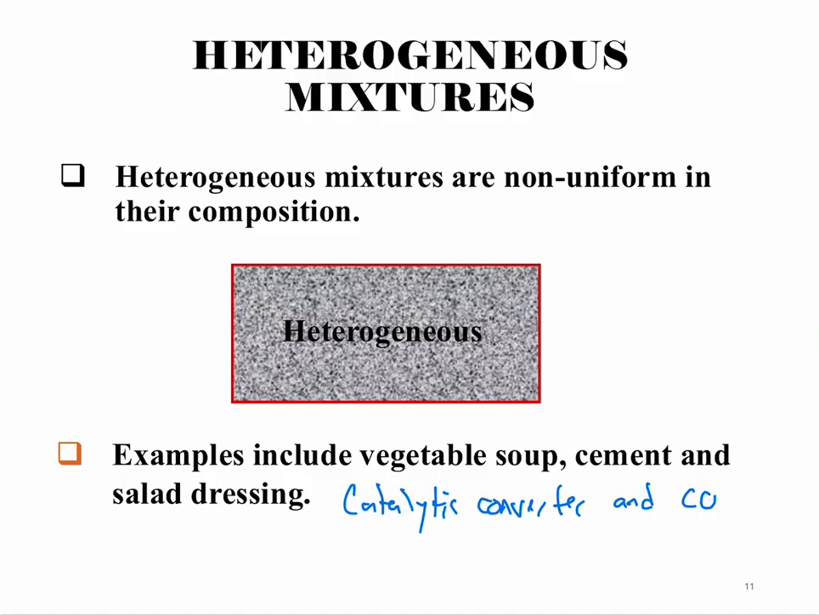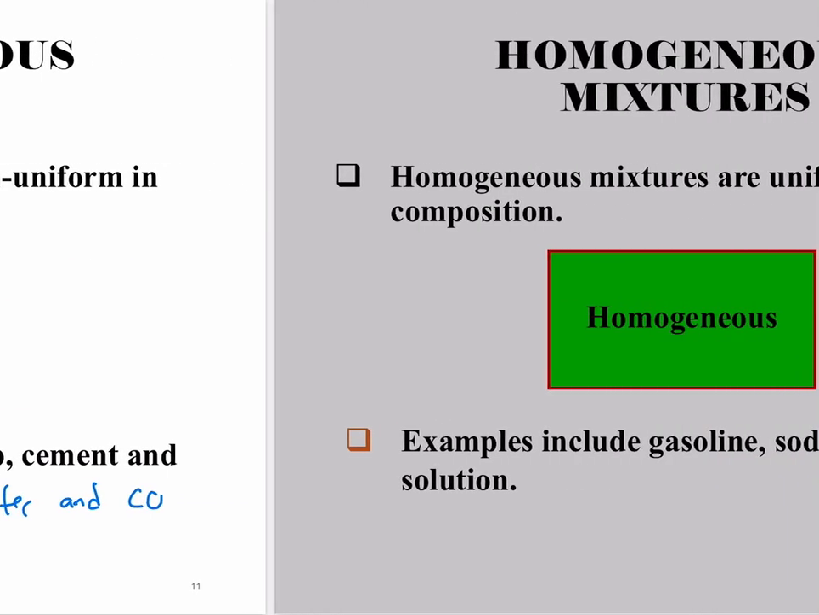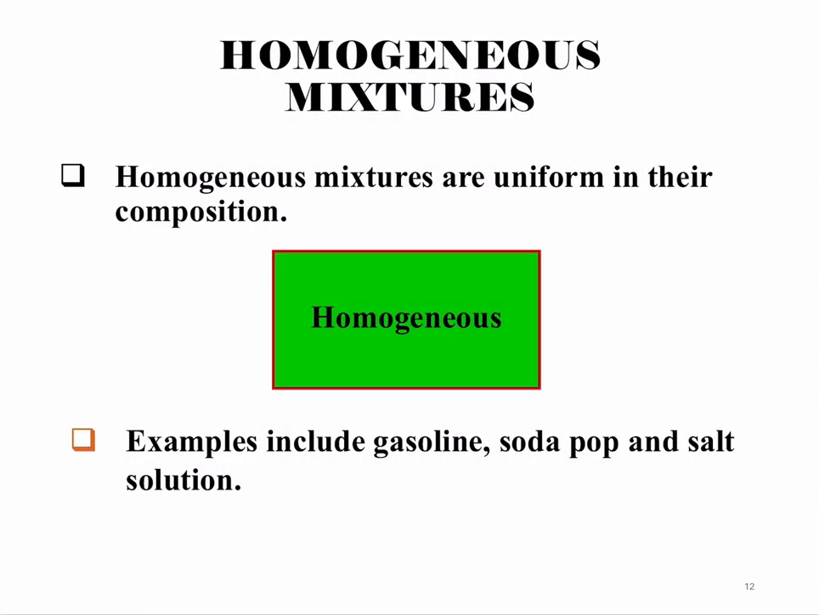So some things that we wouldn't consider a mixture in how we think intuitively, in the definition in chemistry, those would be considered a mixture. All right, and then homogeneous are uniform in their composition, which means they exist in the same physical state or the same phase. I just think phase sounds a little bit cooler, so I like to say that. So these would be things like gasoline, soda pop, and salt solution, right?